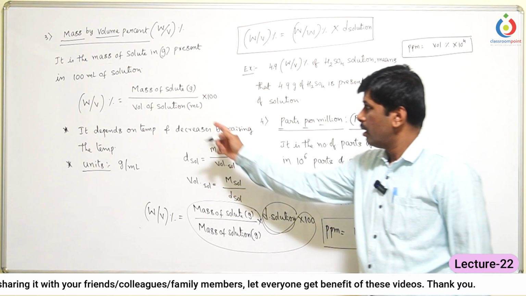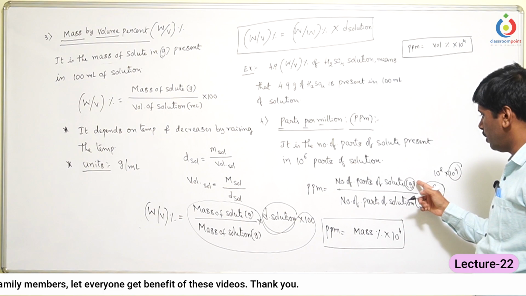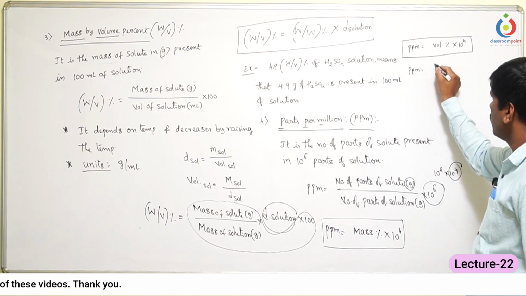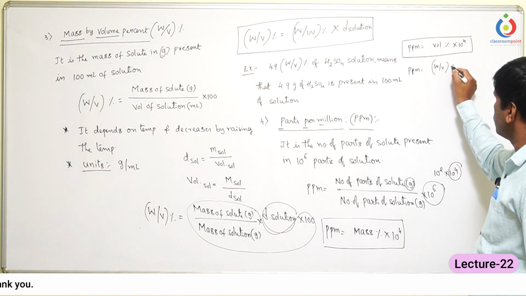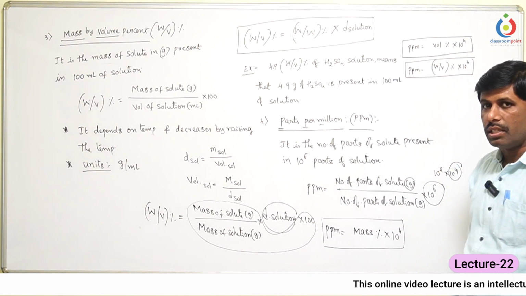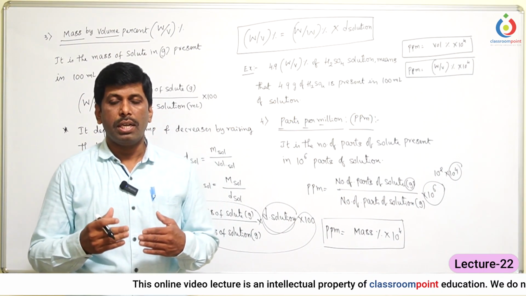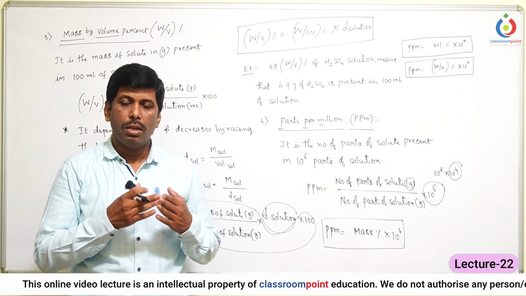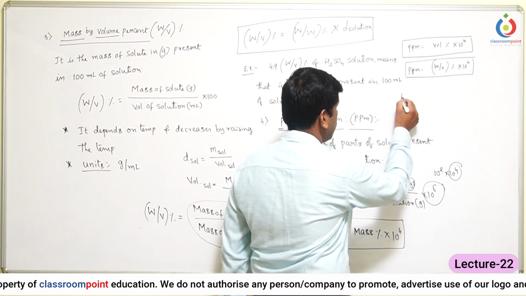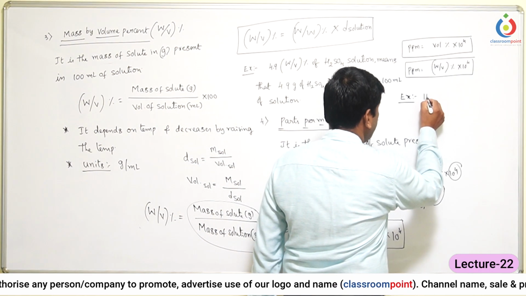Then what if I take the solute in grams and the solution in milliliters? Then ppm can be written as mass by volume percentage into 10 power 4. So this number of parts never says only the mass, it also says how many parts. That means you can take the parts in terms of grams, in terms of volume, or both, grams to volume also. Let us see one simple definition to understand the ppm question or terminology.